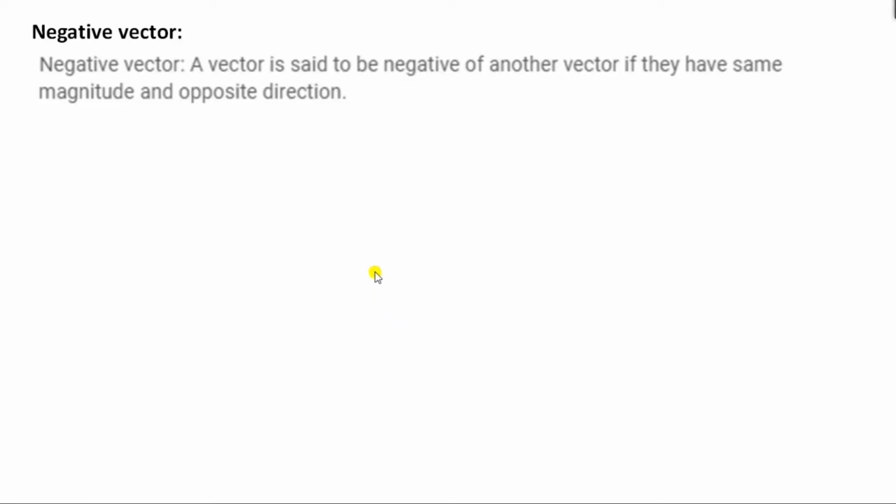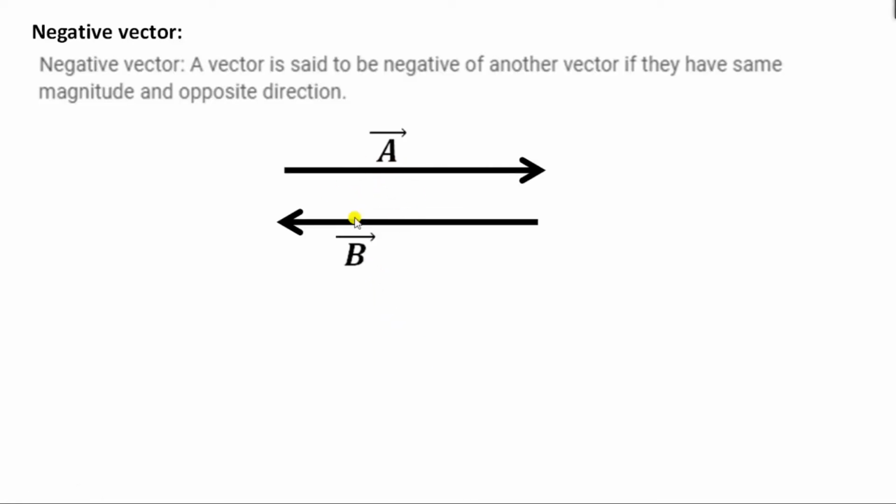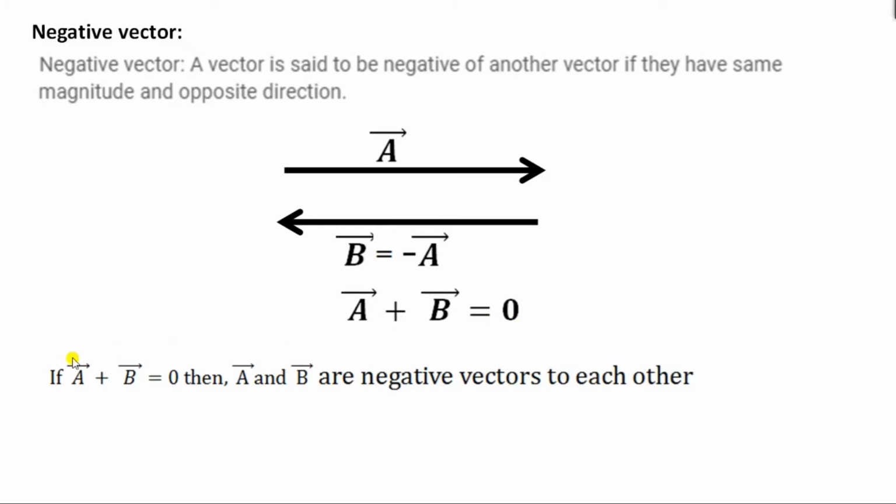A negative vector means a vector having the same magnitude but opposite direction. Here you can see A and B have equal magnitude but are directed in opposite directions. So I can write B is equal to minus A, the negative of A. So we can say vector B is the negative of vector A. When you take this A to this side, it becomes A plus B is equal to 0. So when A plus B is equal to 0, we say A and B are negative vectors of each other.